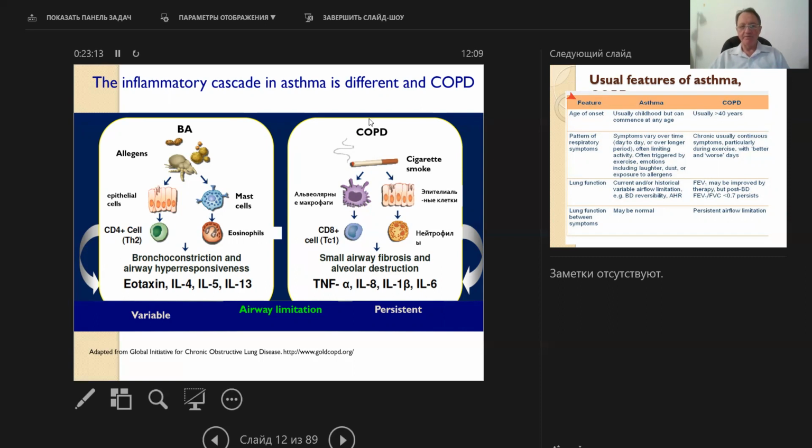Comparing with patient with COPD, the main inflammatory cells are neutrophils and cytotoxic cells, CD8 plus cells, which often lead to cellular inflammation, like Th1 inflammation, which produces cytokines like tumor necrosis factor alpha, IL-8, IL-1 beta, IL-6, leading to persistent inflammation.